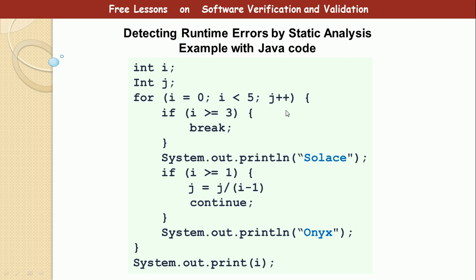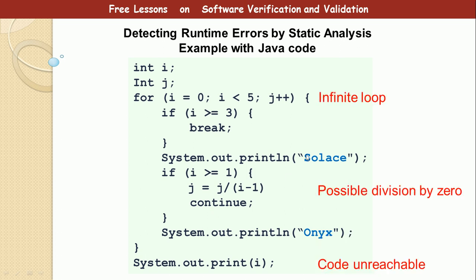Let's look for another one. This is possible division by 0 when you do I minus 1. Possibly it might get to I minus 1 and give us 0. Now this loop is an infinite loop, meaning that this is not reachable because this loop is not going to break. Alright, so this is it. If you see any other error, take note of it. So these are actually runtime errors that have to be detected.